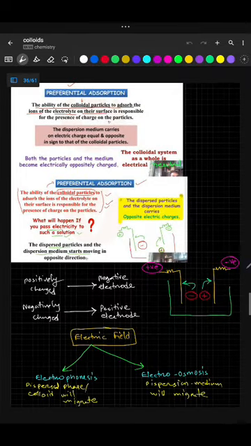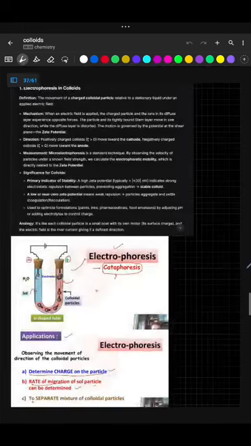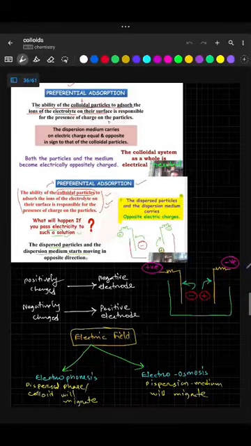Up next, I think we have studied preferential absorption. It is the ability of the colloidal particles to absorb the ions of the electrolyte on their surface, and it is responsible for the presence of charges on the particles. And I hope you study them by yourself.